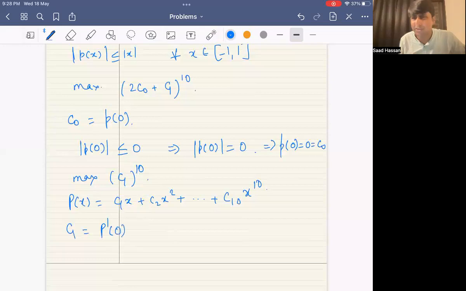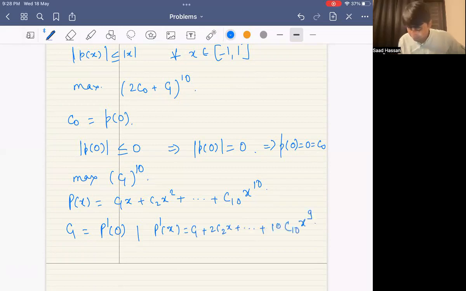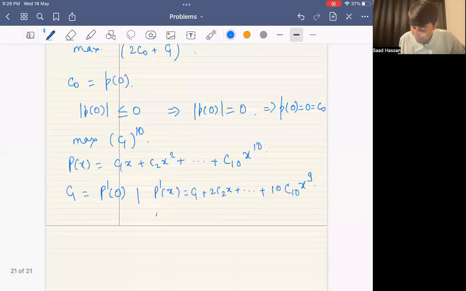It's not difficult to see, because you can see that p dash x is c1 plus 2c2x plus so on, up to 10c10 x to the 9. I have differentiated this, but I don't think that was required. But never mind, you can see that p dash 0 is c1. So I need to find a bound on p dash 0.